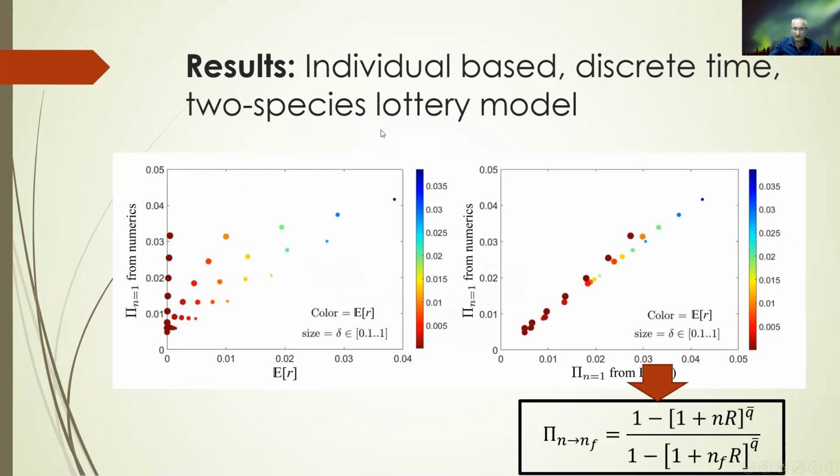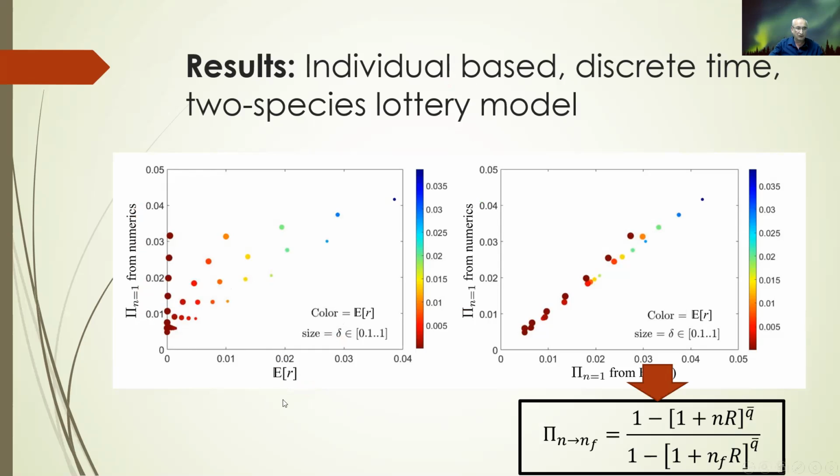Okay, so how our formula works. So here you can see results of numerics. We have calculated the chance of a single individual to grow in abundance and to reach abundance of 200, I think, for the discrete time lottery model in an individual-based version. Here you can see many points that correspond to different parameters. The color of the point corresponds to the mean growth rate when rare, E of R, the x-axis, and the size of the point corresponds to the dwell time delta.